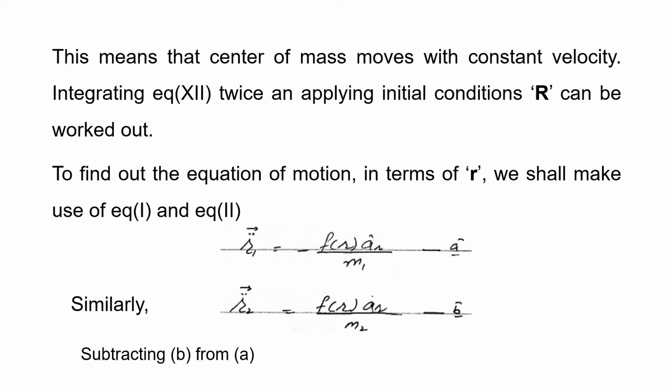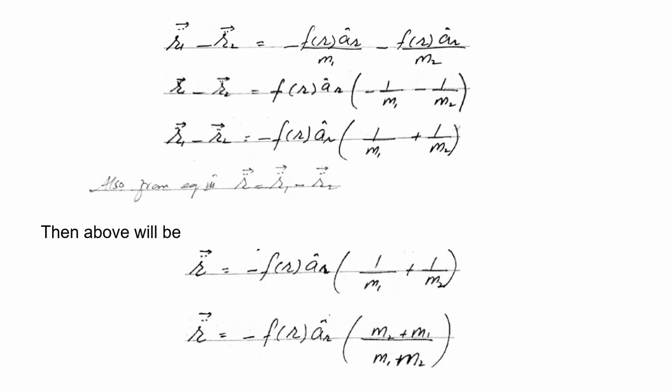To find the equation of motion in terms of small r, we shall make use of equations 1 and 2. We have r1 double dot = -f(r) a_r unit vector over m1, that is equation A. Similarly, r2 double dot = f(r) a_r unit vector over m2, that is equation B. Subtracting equation B from A, r1 double dot - r2 double dot = -f(r) a_r unit vector over m1 - f(r) a_r unit vector over m2, and then, sorry, not integrating but taking the common, r1 double dot - r2 double dot = f(r) a_r unit vector into (-1/m1 - 1/m2).